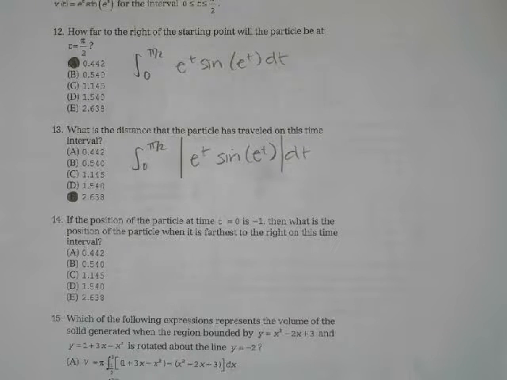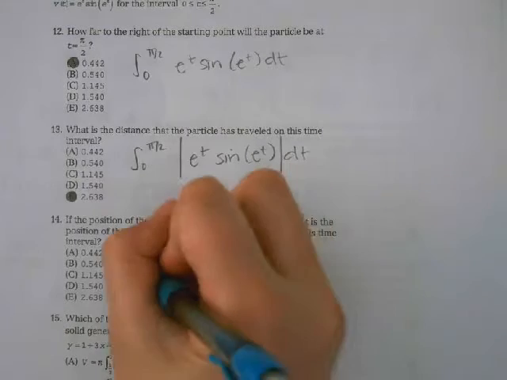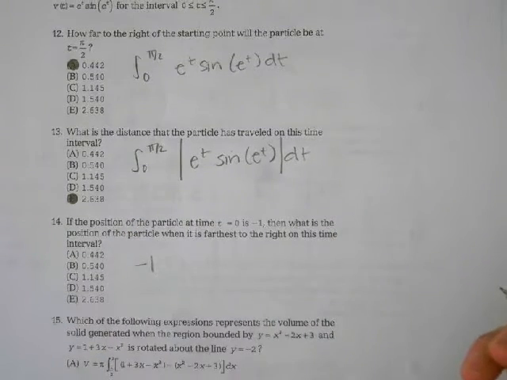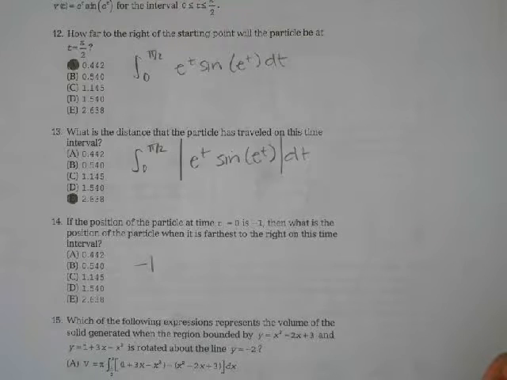Question 14 is real similar to question 12. It just gives you a starting point. So instead of starting at 0, you're starting somewhere else. So we're starting at -1, and we're saying how far... when it's the furthest to the right on this time interval.